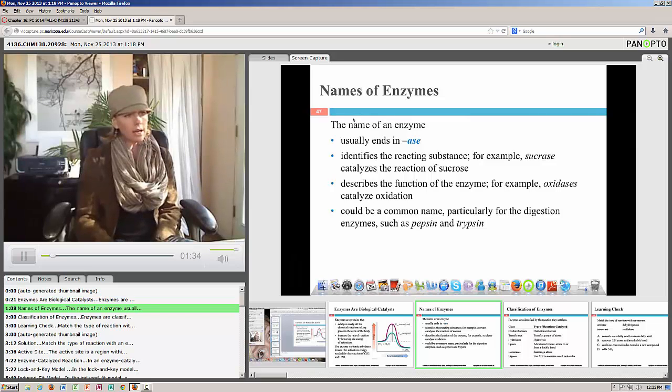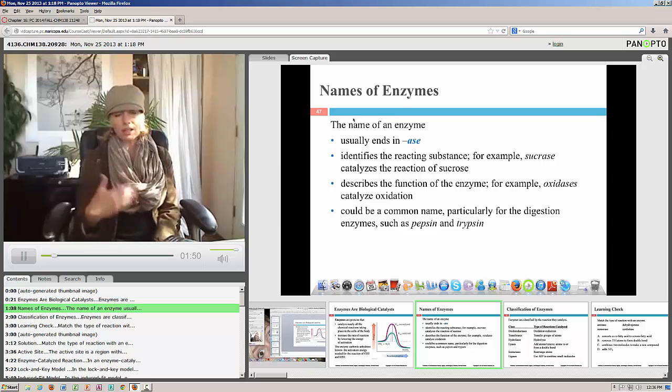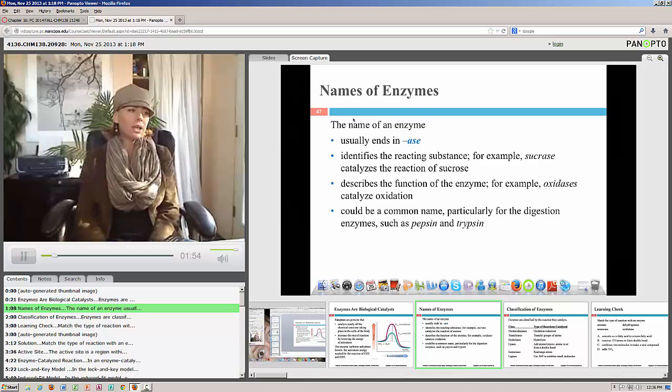And there are also common names that don't end in -ase that you'd have to become familiar with, actually to know what the names were. There's not a sort of rhyme or reason. It's named sort of randomly, in the sense that each one takes on an individual name. It's not like the IUPAC naming system. So a common name for a digestive enzyme is pepsin or even trypsin.